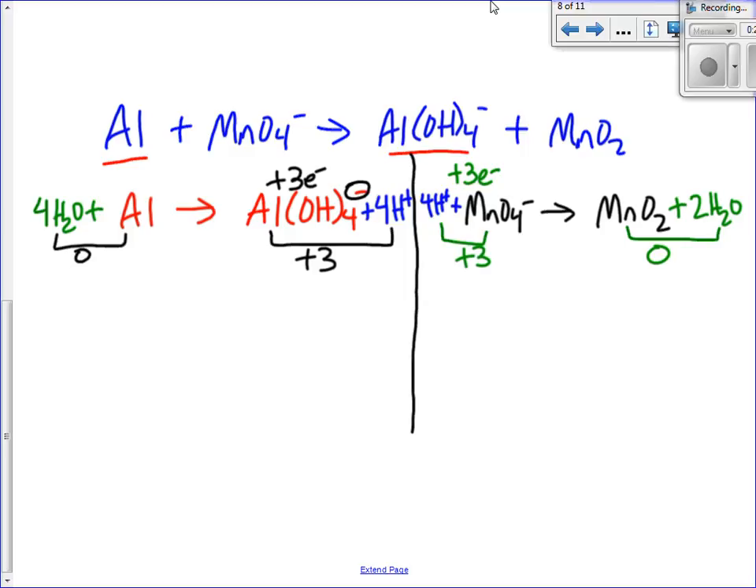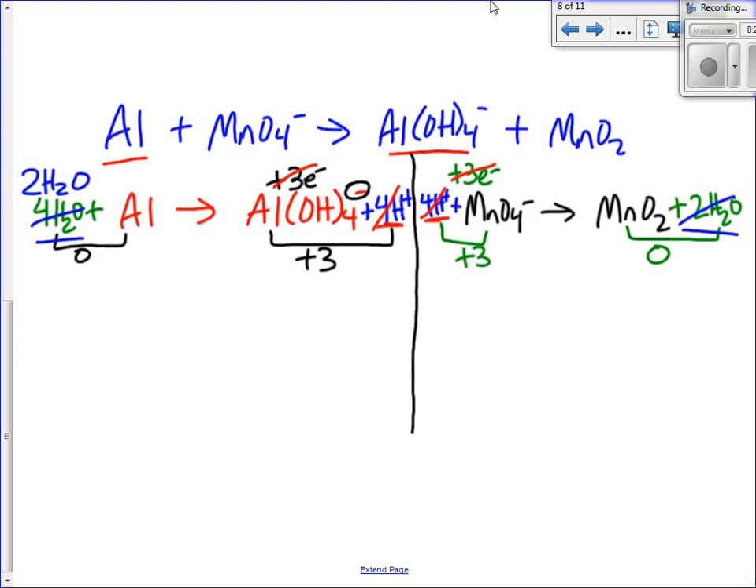Now we can cancel and merge. So electrons go bye-bye because they're equal. So over here, reactant side I have 4 H's on this side. On this product side I have 4 H's. So they can cancel. They go bye-bye. And our waters. This side has 2 right here. This side has 4. So the side with the 2 completely cancels. And we need to make this one now what? 2 waters. Okay?